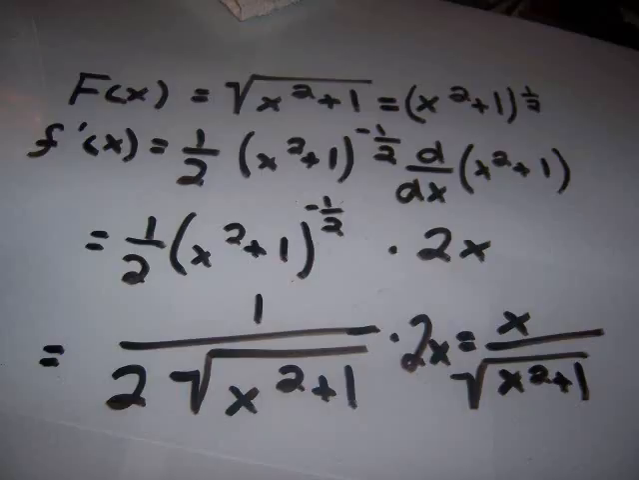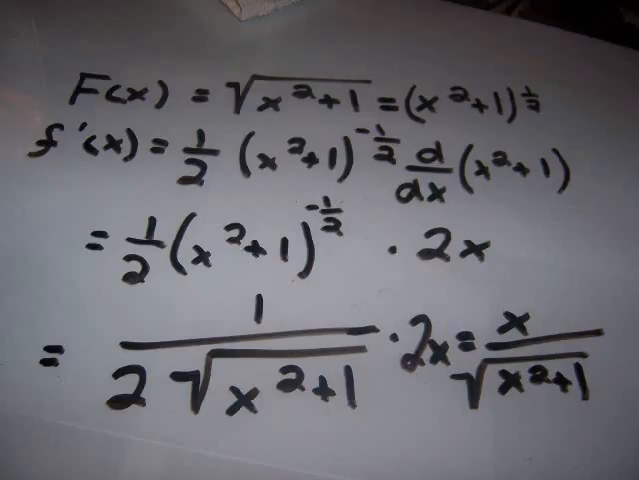This slide shows the use of the chain rule, with the function f of x is equal to the square root of x squared plus 1. First, we will rewrite this function as x squared plus 1 to the 1/2. Therefore, f prime of x is equal to 1/2 the quantity x squared plus 1 to the negative 1/2 times the derivative of the inside function x squared plus 1.